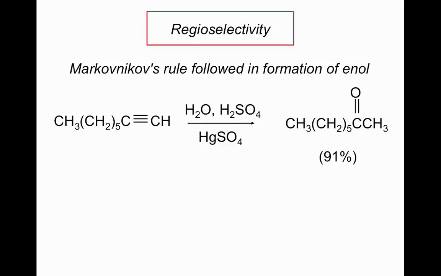Notice that in this reaction, Markovnikov's rule is followed in the formation of the enol. So in cases where we have a terminal alkyne, the OH group would be added to the more highly substituted carbon in the alkyne, thus giving us the ketone as the final product and not the aldehyde. An aldehyde would be produced in any case in which the enol occurred at the terminus of the alkyne, but we obey Markovnikov's rule in this case to form the ketone, not the aldehyde. Here again is the enol intermediate that produces the final product, which is the ketone.